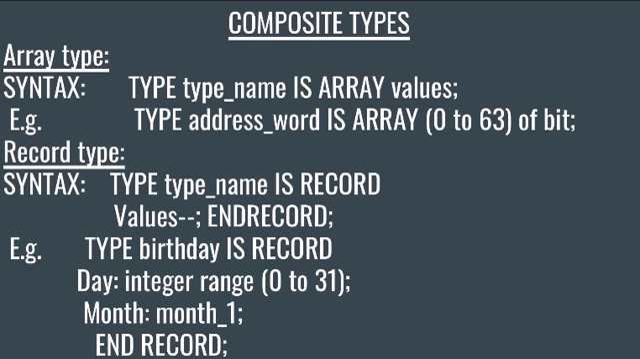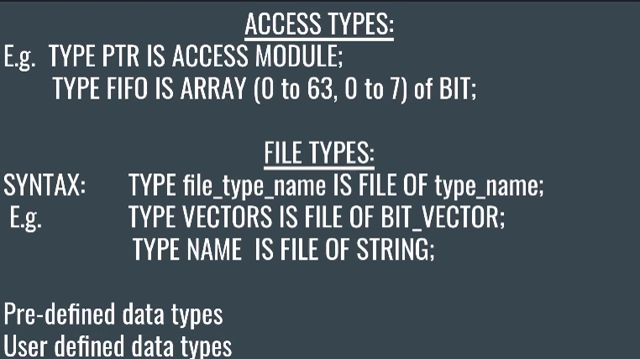Next, we have a topic called the access type. That means the values belonging to an access type are pointers to dynamically allocated objects of some other type. Here I have given the example: type PTR is access module. Type FIFO is an array 0 to 63 and 0 to 7 of bit. This is an example for the access type.